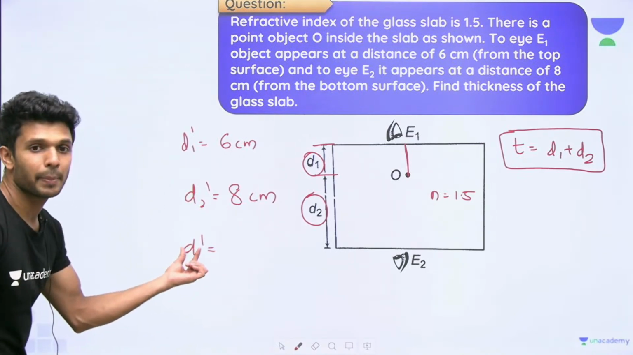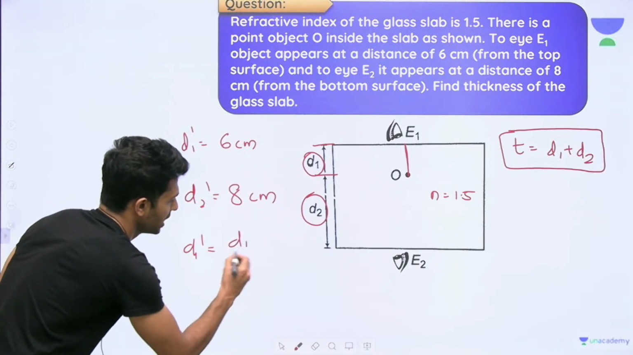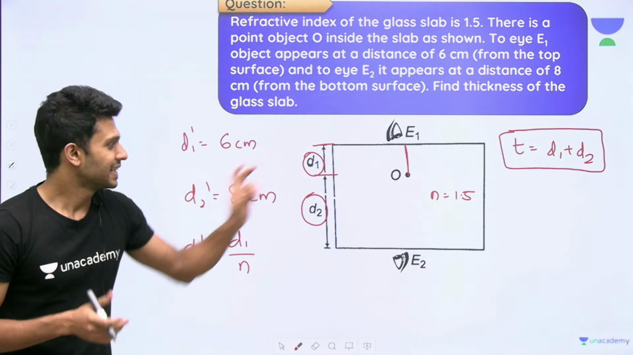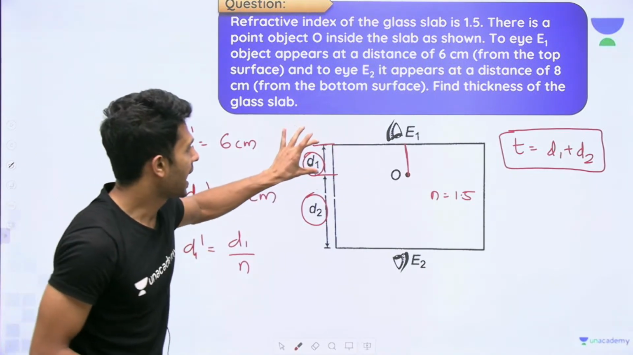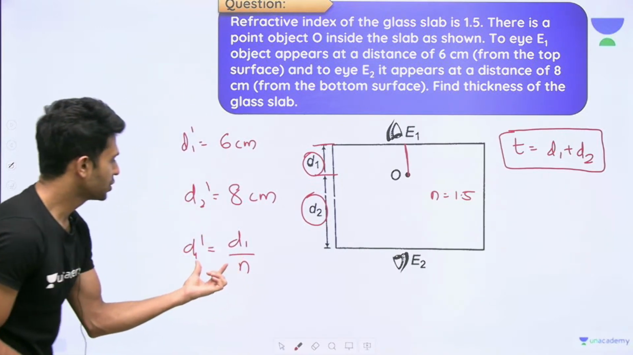D1 dash, the apparent depth on the top side, how will you write? Its actual depth divided by the refractive index. Yes or no? The apparent depth is equal to actual depth divided by the refractive index. We all know this. Start substituting.